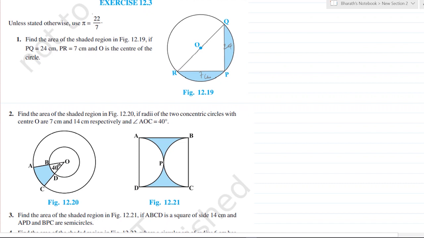By Pythagoras theorem, you find RQ as 25 centimeter. And then find the shaded region over the center of the circle, right? So find the area of semicircle first, where r is 25 divided by 2. Area of semicircle is 1 by 2 into pi r square. Use this formula, r square, where r is 25 by 2, and find the area of semicircle.